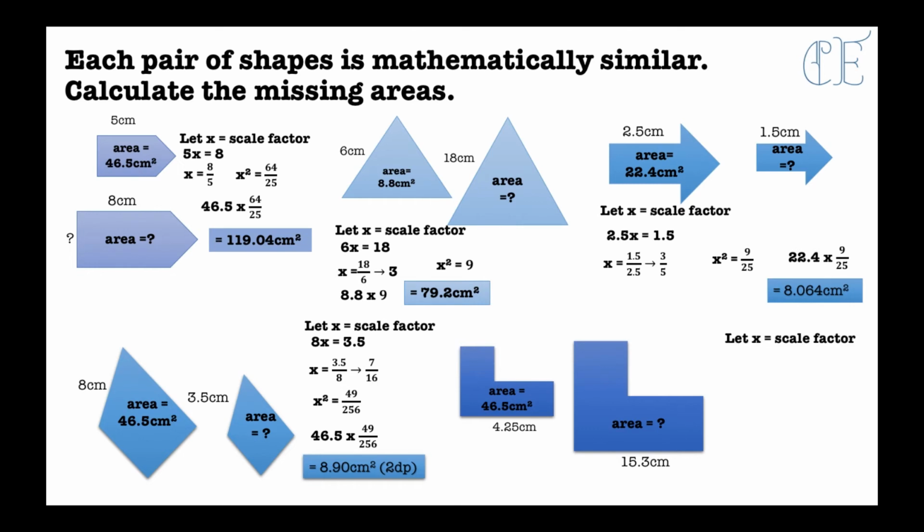And finally, 4.25x equals 15.3. 15.3 divided by 4.25 gives us 3.6. 3.6 squared gives us 12.96, and we just times that by the area of 46.5, giving us 602.64 centimetres squared to 2 decimal places. So well done if you got all those right. Some of those were very tricky, so well done again.